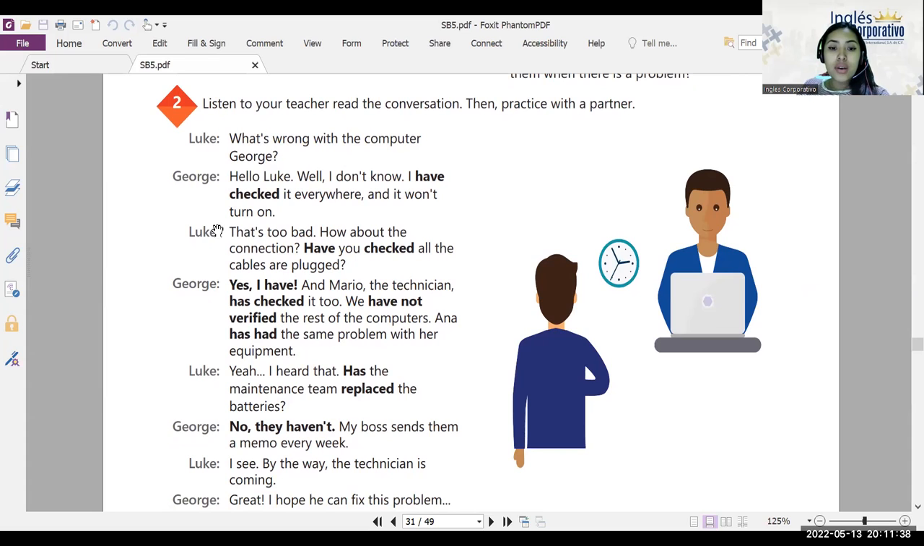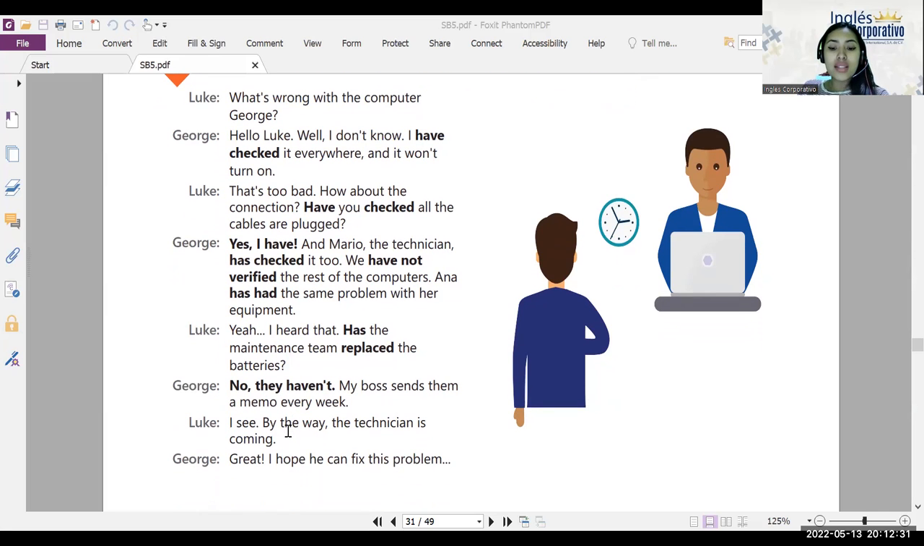What's wrong with the computer, George? Hello, Luke. Well, I don't know. I have checked it before and it won't turn on. That's too bad. How about the connection? Have you checked all the cables are plugged? Yes, I have. And Mario, the technician, has checked it too. We have now verified the rest of the computers. Anna has had the same problem with her equipment. Yeah, I heard that. Has the maintenance team replaced the batteries? No, they haven't. My boss sends them a memo every week. I see. By the way, the technician is coming. Great. I hope he can fix this problem.